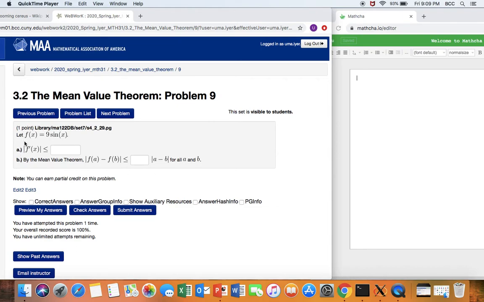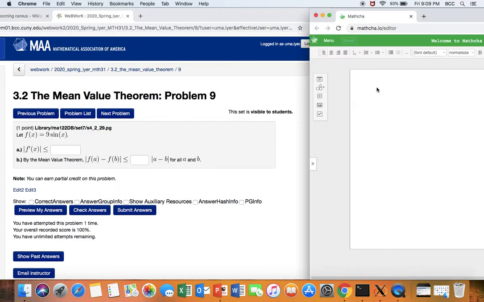Problem 9. Here I'm told f(x) equals 9 sine x. They are asking me what is the absolute value of f prime x less than or equal to. Well, let's see. What is f prime x to begin with, right? f of x equals 9 sine x. All right, so what is f prime x? f prime of x equals, well, it's a simple derivative.